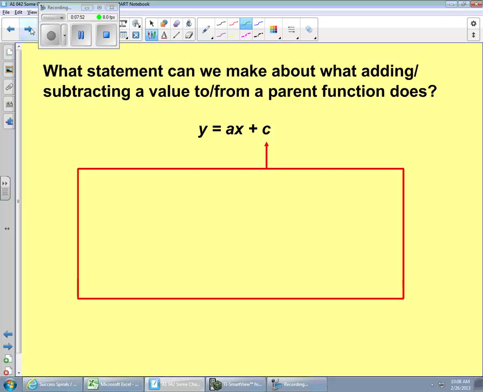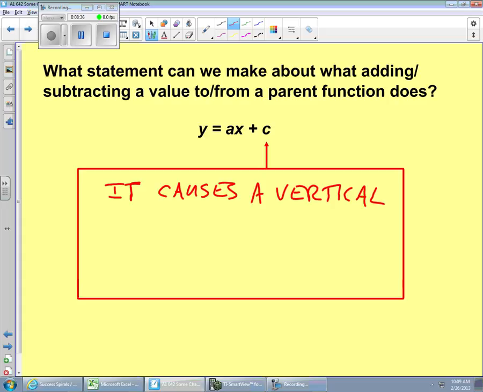Now, what you're going to find is that this is going to hold true for everything. So here is something we need to write down in our notes. What statement can we make about what adding or subtracting a value to or from a parent function does? When we add or subtract a value to the parent function, what does it do? Vertically. Okay, specifically, what we're going to say is it causes a vertical shift in the graph, which is to say that it doesn't change the behavior of the graph.